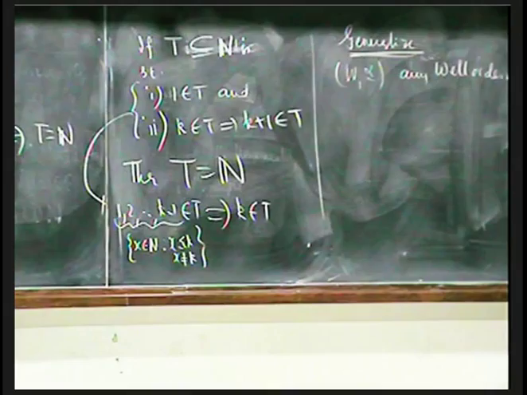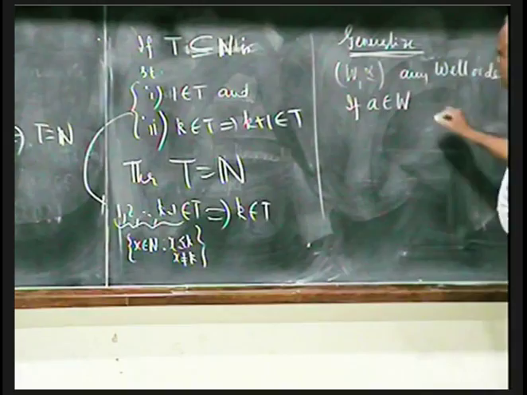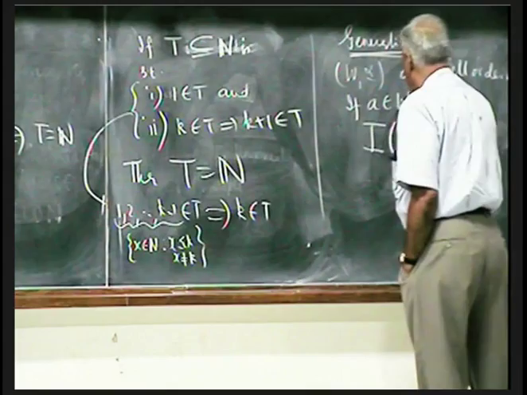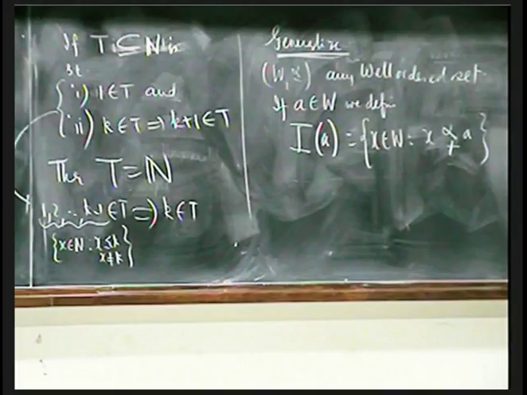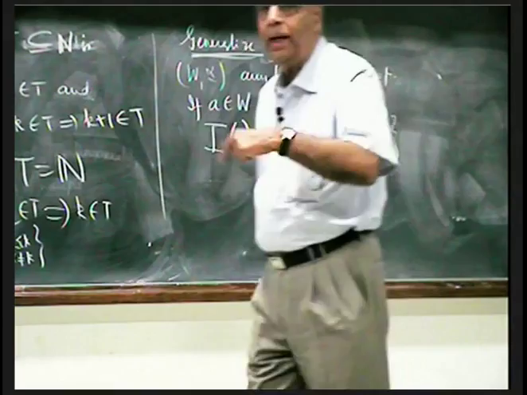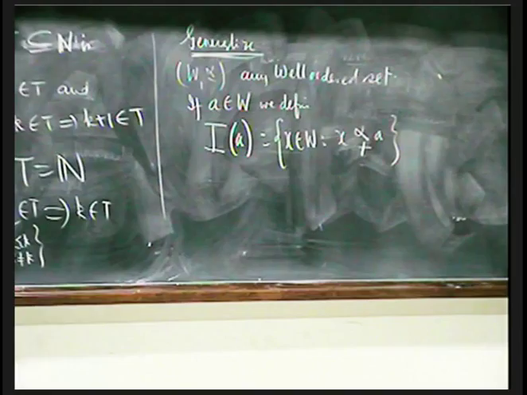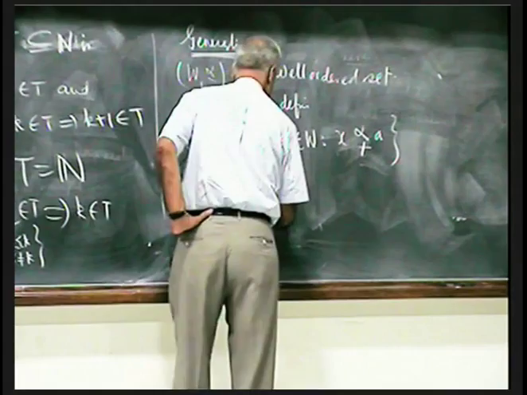So, I will copy that here. If a belongs to W, we define I_a to be the set of all x belonging to W such that x strictly precedes a. x is related to a, but x is not equal to a. So, all those elements which are different from a and which are related to a. Those are the elements which strictly precede a. And that is called the initial segment subordinate to a.